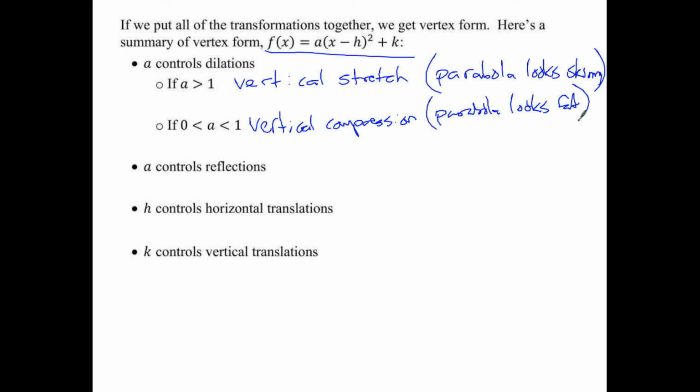Good. But a also controls reflections. So if a is positive, what happens? It opens up. And a negative a, the parabola opens down. So in other words, opens up means my parabola will look like this. Opens down, my parabola will look like that.